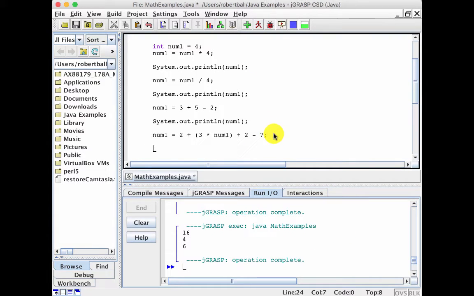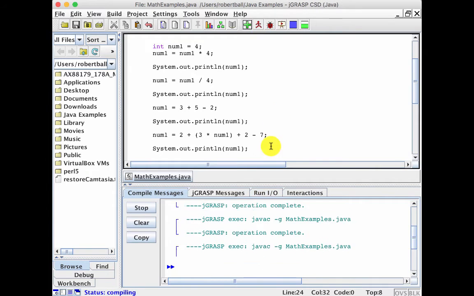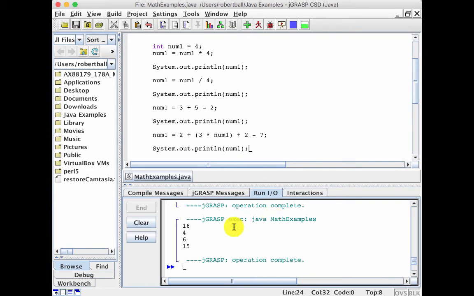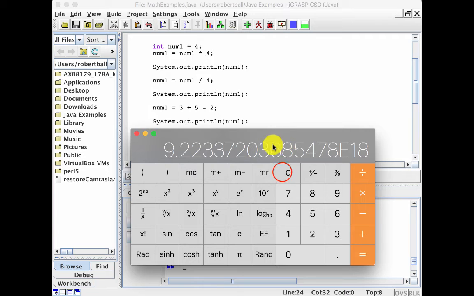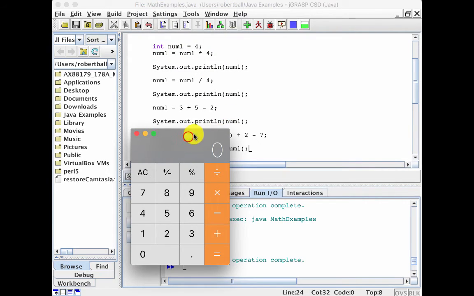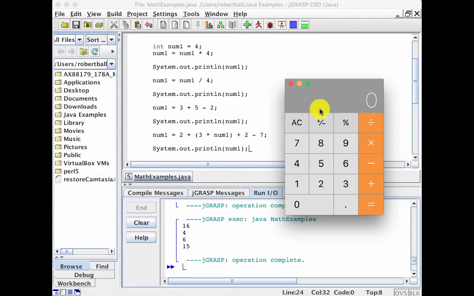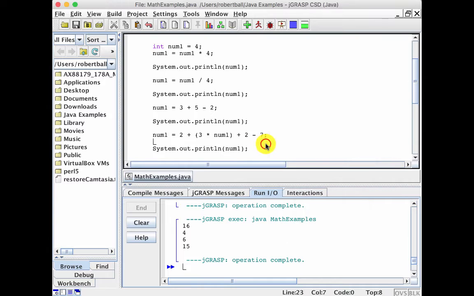We forgot to print it out. Let's print it out. And 15. Well, shoot. Let's get the calculator out. Let's review this. I'm going to make this a little bit more basic. All right. So we have the number 6 here. So 3 times 6 equals 18 plus 2 minus 7. And yes, my math was off, but the calculator and the computer were right. So it's 15. Not bad.